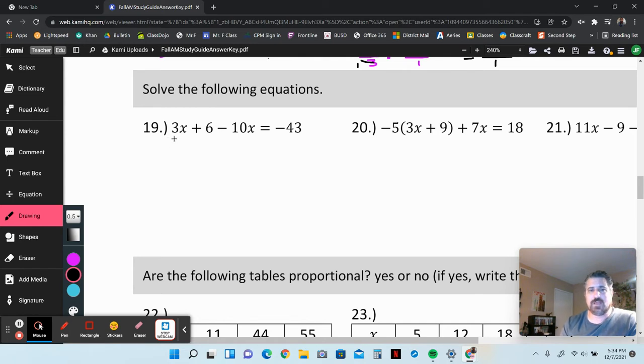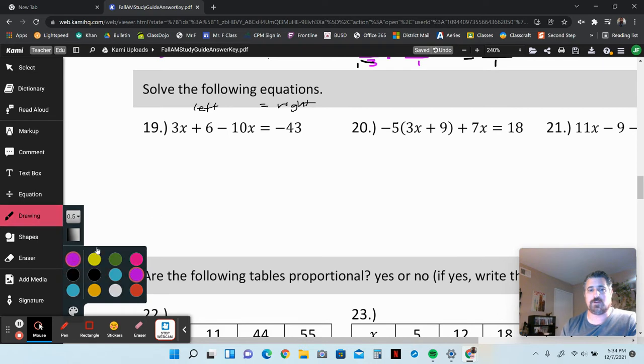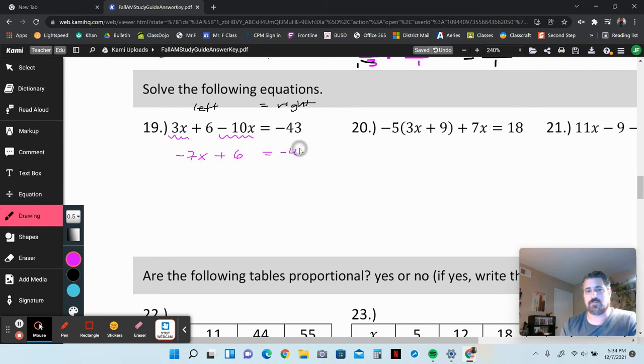In this case, on the left-hand side, you're going to simplify it. Right-hand side, you're going to simplify it. The right-hand side is already simplified, negative 43. The left-hand side, there's some like terms that you can combine. So you can see that you can combine 3x's and negative 10x's. That becomes negative 7x's. So you got negative 7x plus 6 is now equal to negative 43. You want to get the x's by themselves.